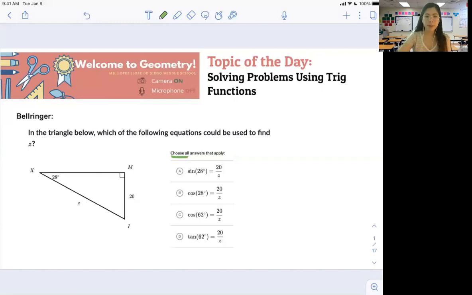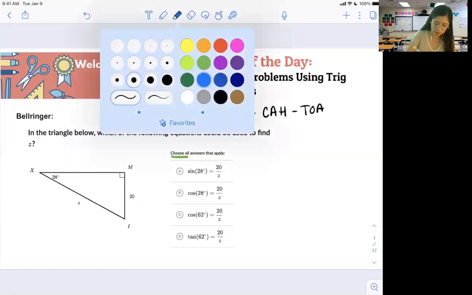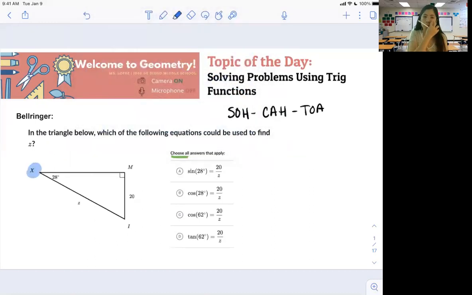Okay, let's take a look at B. So B says the cosine of 28 degrees. What's cosine again? If I can remember properly, I think it's adjacent over hypotenuse. Good, you're correct. So adjacent over hypotenuse, and now let's look at angle 28, so angle X. Which one's the adjacent side for angle X?